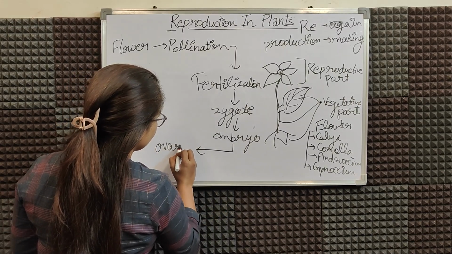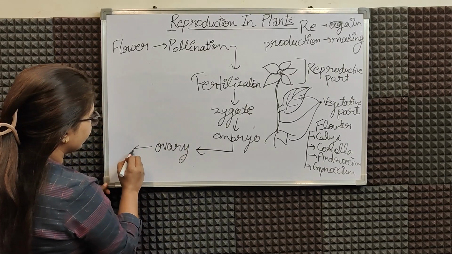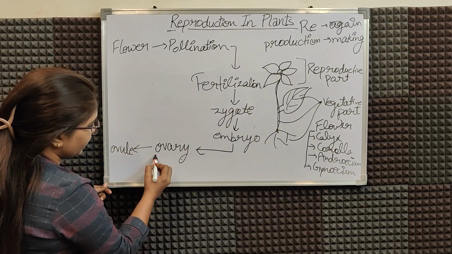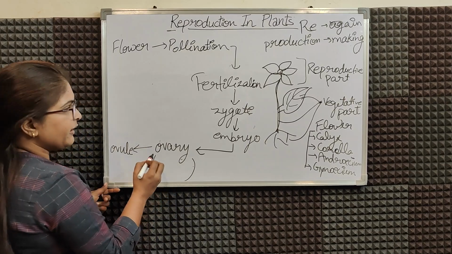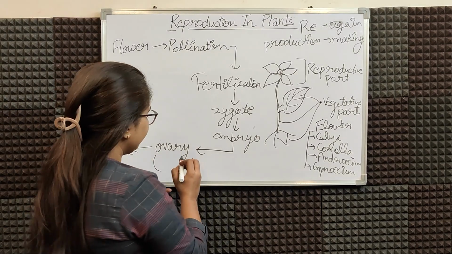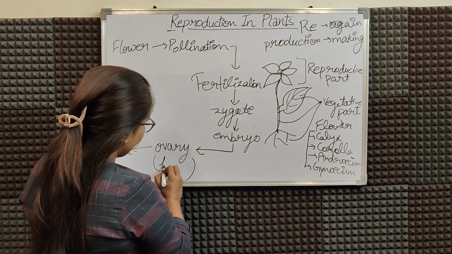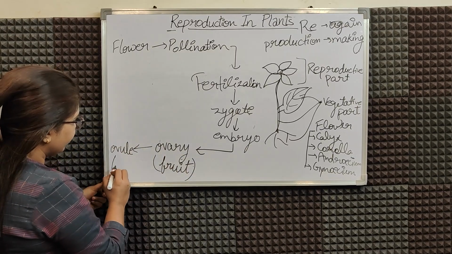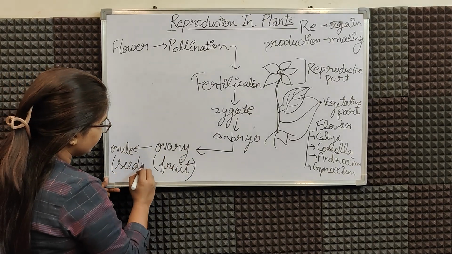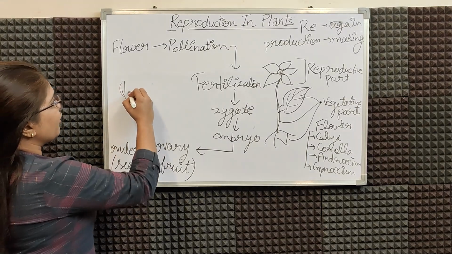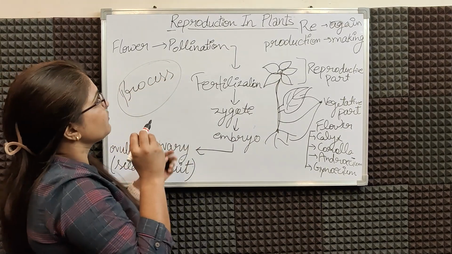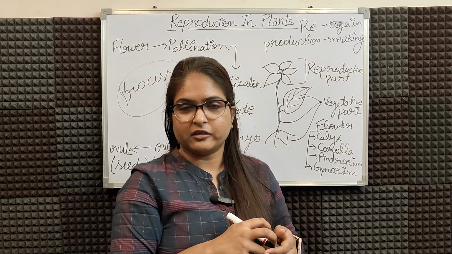The flower contains the ovary, and the ovary contains the ovule. So what about the ovary? When the ovary is perfectly ripened, it is converted into fruit, and the ovule is converted into seeds. So these are the processes that occur in reproduction in plants.